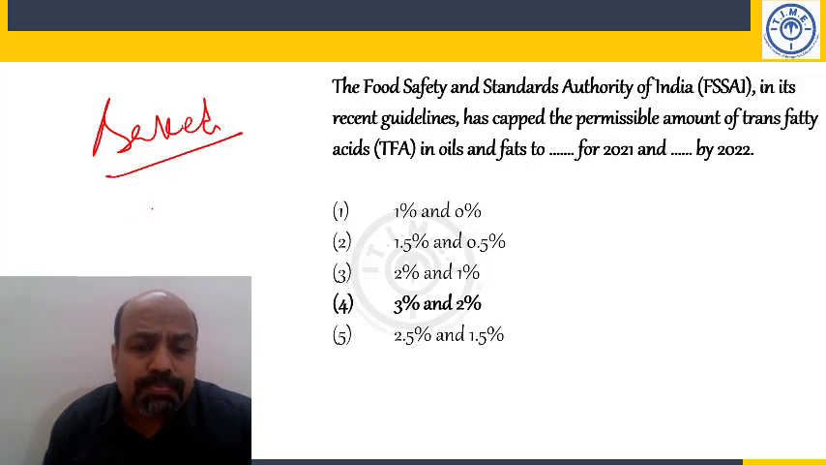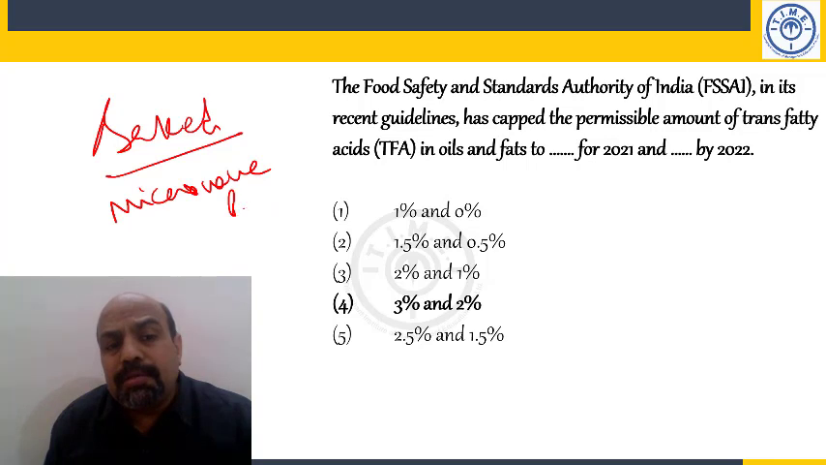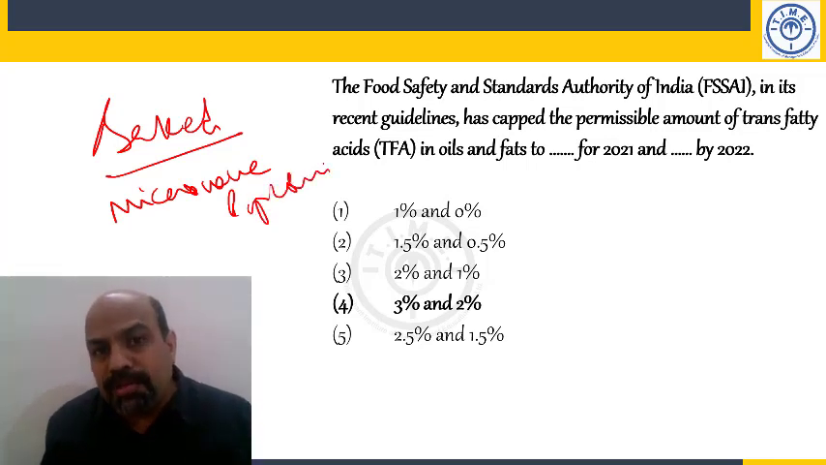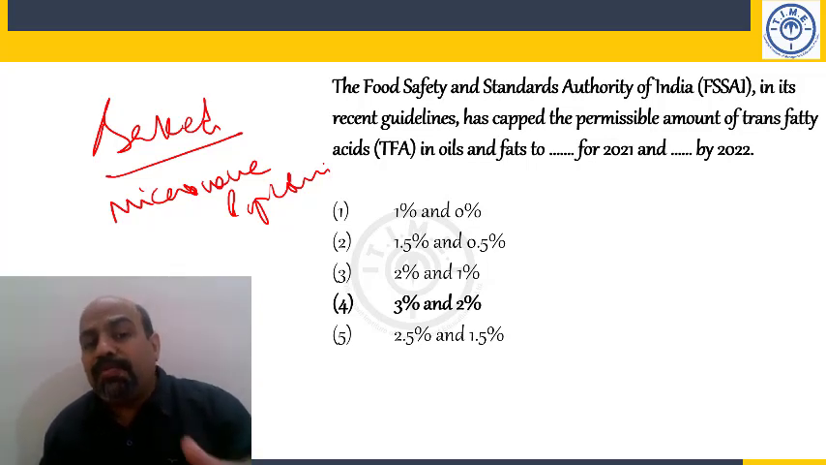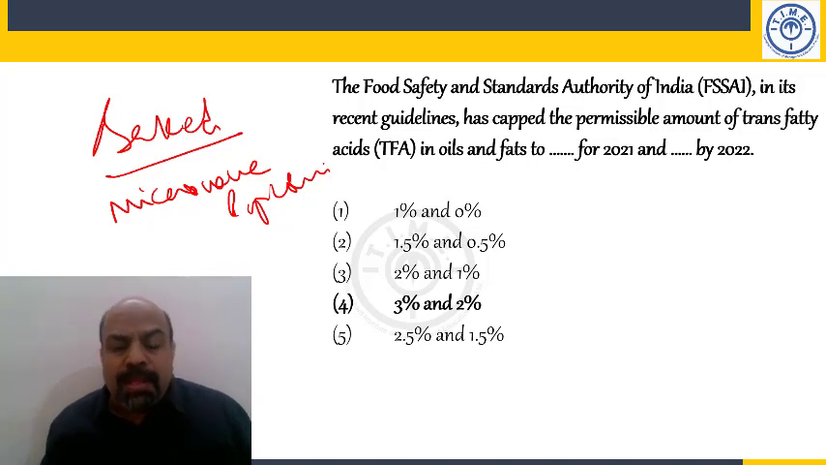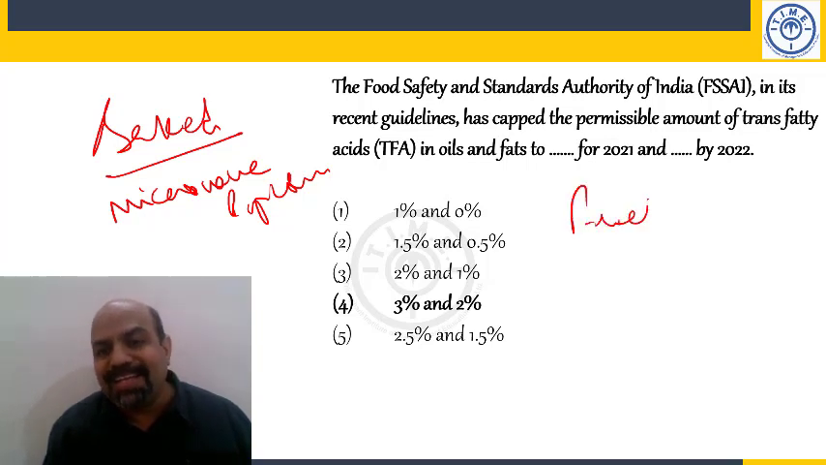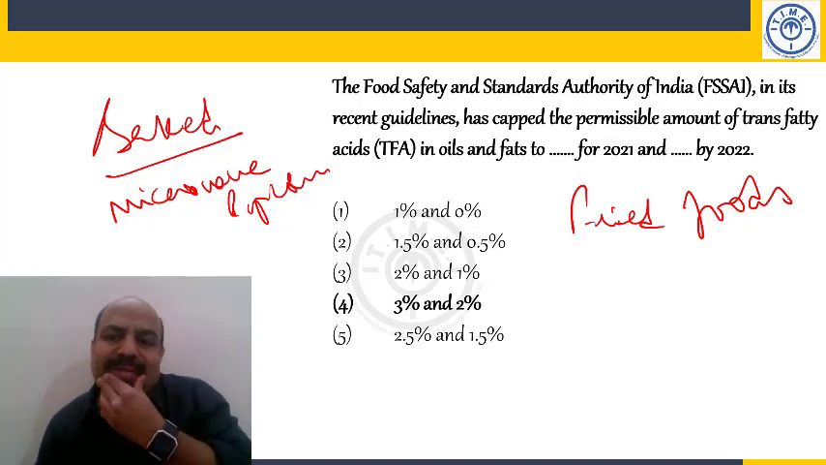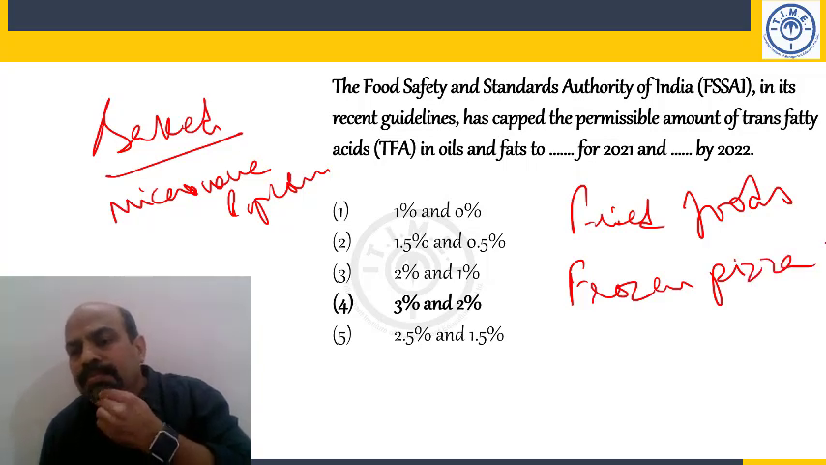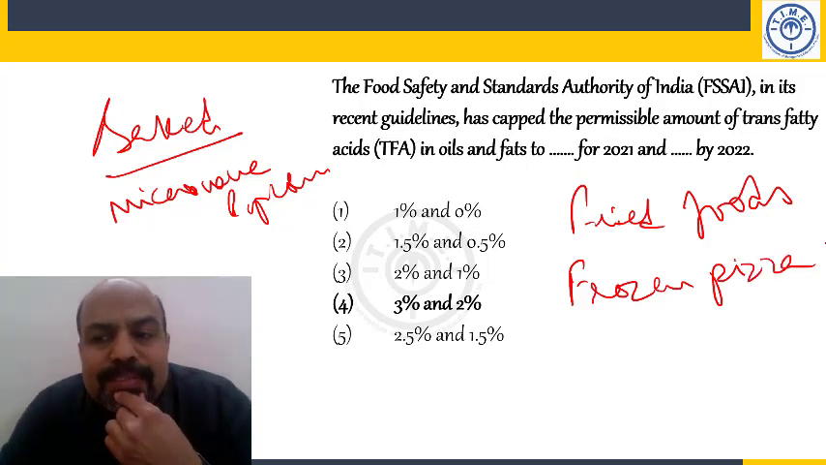Then you have microwave popcorn. Popcorn should always be made in a cooker kind of thing, never in a microwave. Microwave popcorn leads to a lot of buildup of fatty acid, trans fats. And then we have, of course, samosa and all that stuff. Fried foods. Indians love this. And if you love pizza, especially frozen pizza, oh, it's very dangerous, my friends.